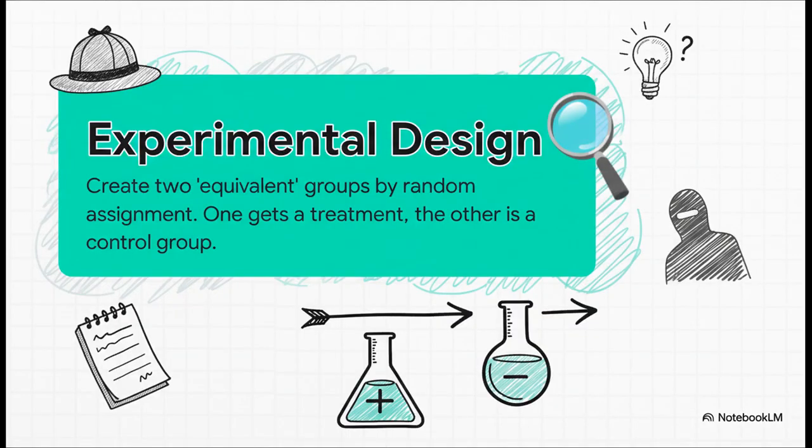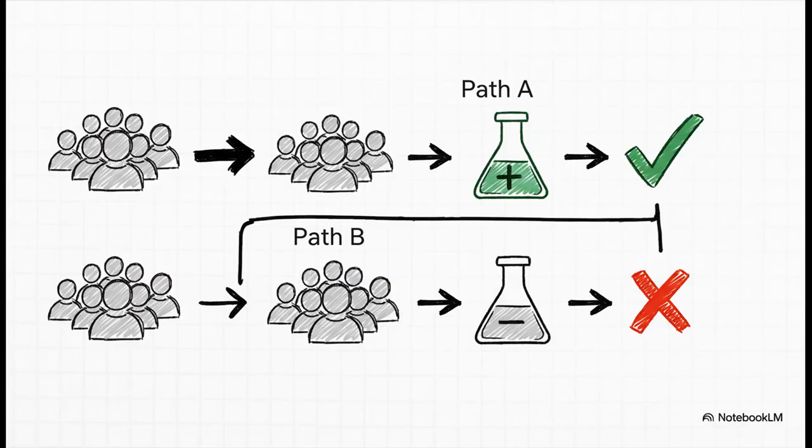It's kind of like shuffling a deck of cards perfectly and then dealing out two identical hands. This makes sure that both of your groups are as similar as humanly possible, so the only real difference between them is the one single thing that you're testing. This really boils down the logic. By comparing these two paths, you can totally isolate the effect of your one specific action. If the outcome only happens on path A, well, you found your cause.